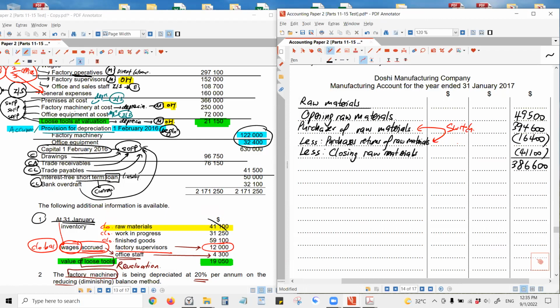So I think I will continue in the next lesson. Okay, we will continue next week. And for this item, you write cost of raw materials used, the amount of raw materials you have used during the year. Okay, cost of raw materials used. Okay, so once you're done with the correction, then you can say goodbye.